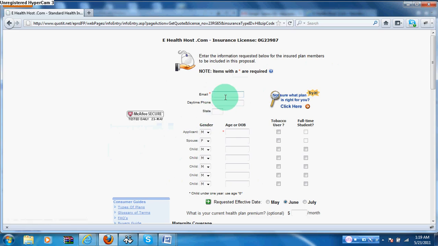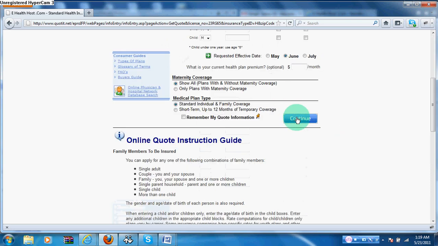And for now, I just put in a generic email address. California is the state. 30 years old, or you can put in the date of birth. Not a tobacco user. Full-time student, no. So we won't check any of those. We'll just hit continue.